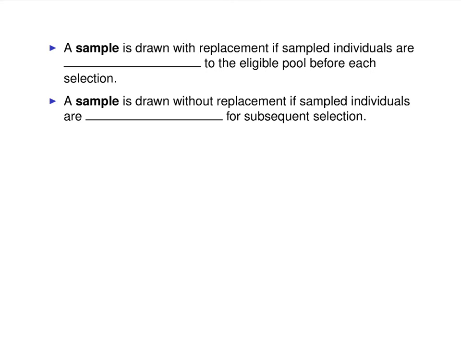So just a little vocabulary rule. A sample is drawn with replacement if the sampled individuals are returned to the eligible pool before each selection. And a sample is drawn without replacement if the sampled individuals are not returned or not eligible for subsequent selection.